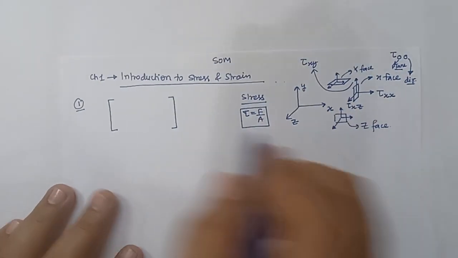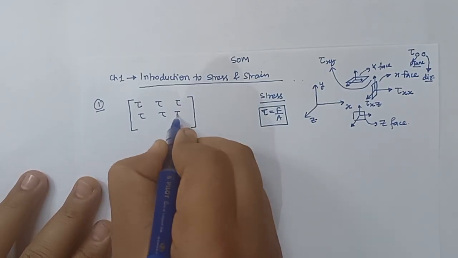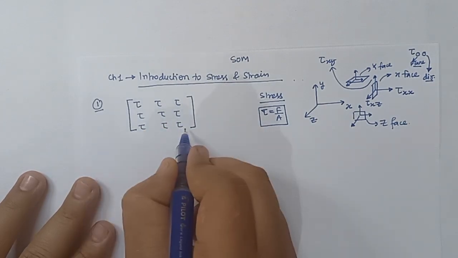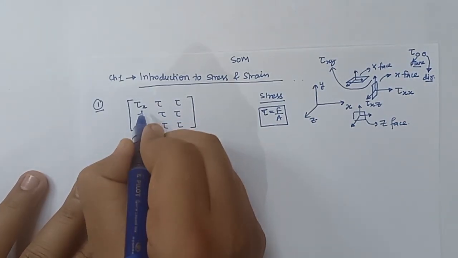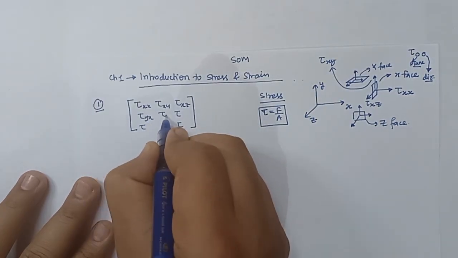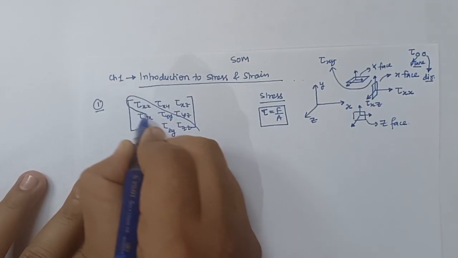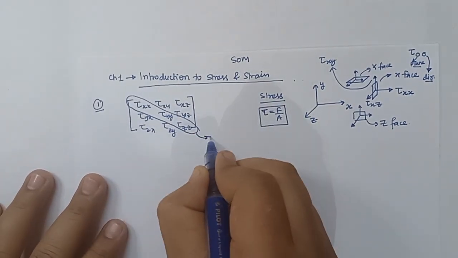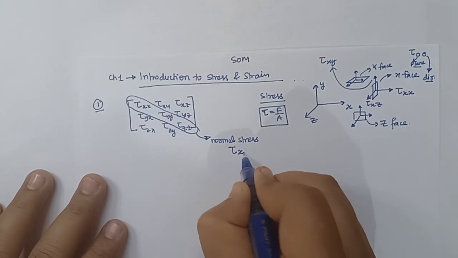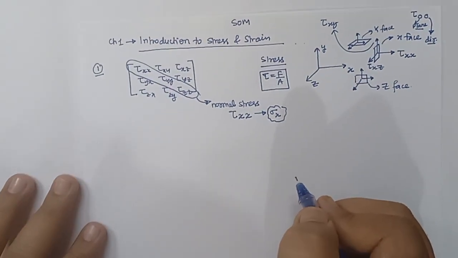Depending on these quantities I can write a stress tensor. The stress tensor will be tau, tau, tau. In this we have horizontal lines and vertical lines. Horizontal is called face and vertical is called direction. So this is x face and x direction, x face and y direction, x face and z direction. Similarly yx, yy, yz, zx, zy and zz. The diagonal elements are normal stresses. Normal stress can be represented as tau xx or it can be written as sigma x. Sigma represents normal stress. Clear?